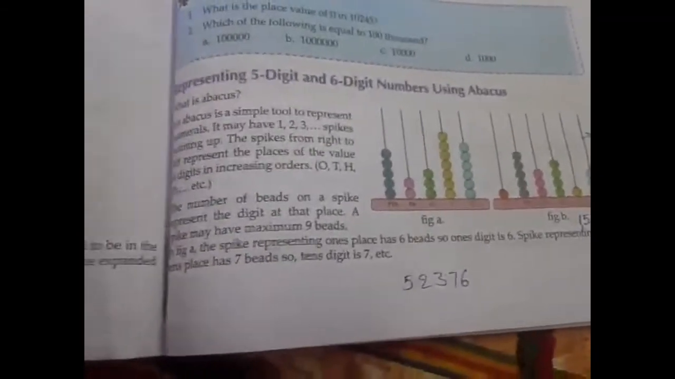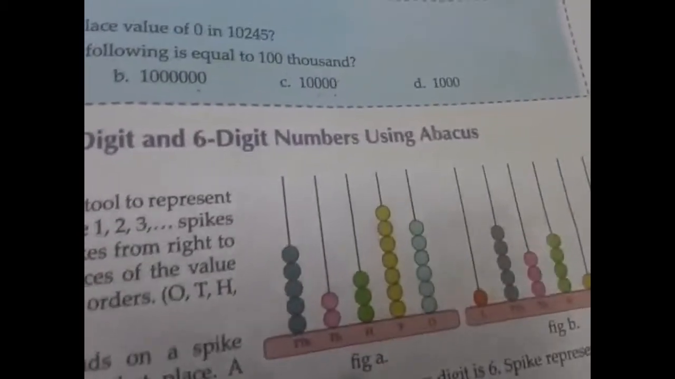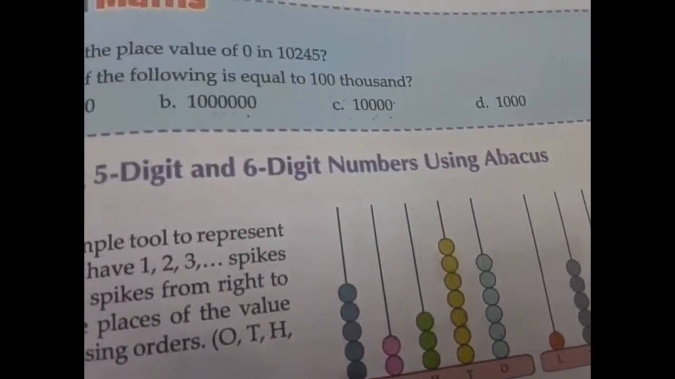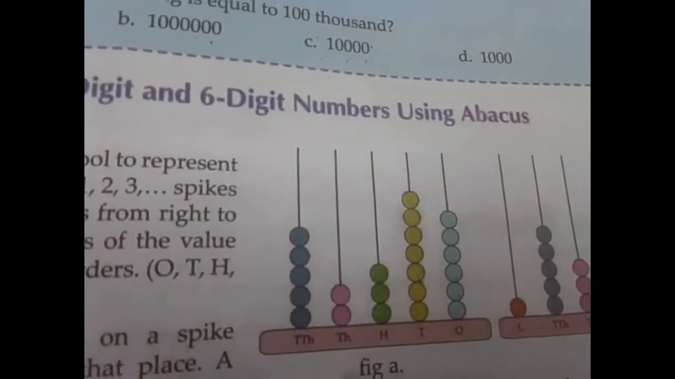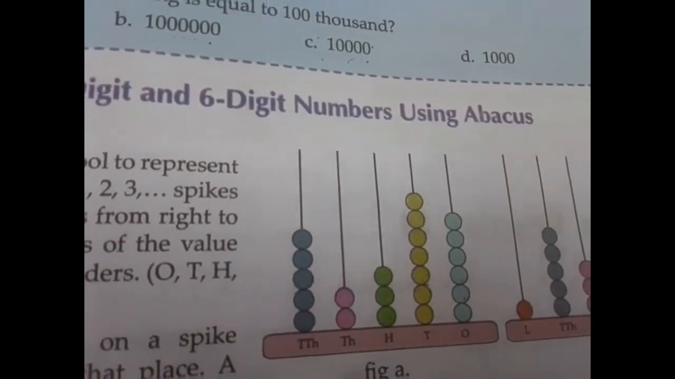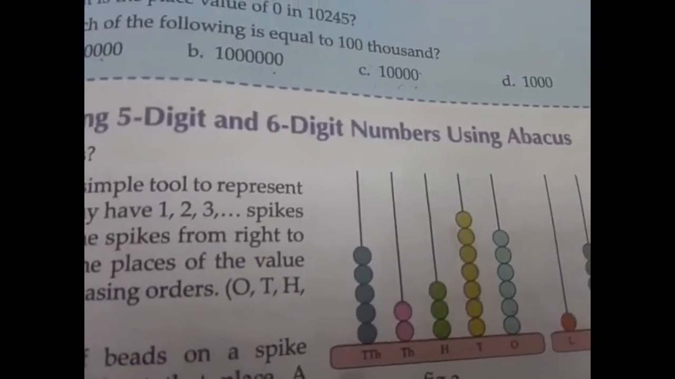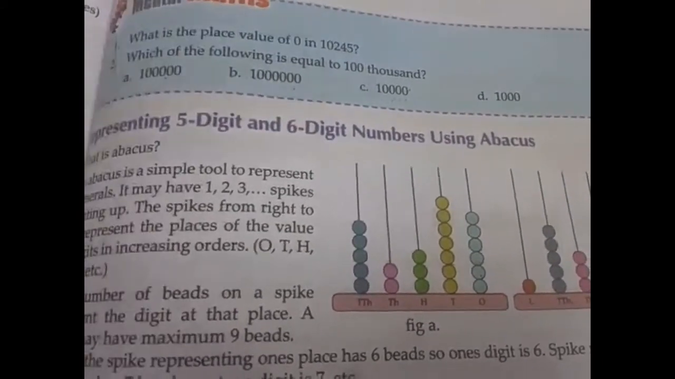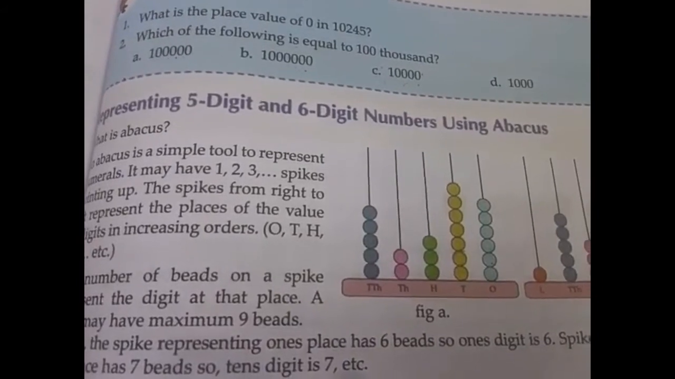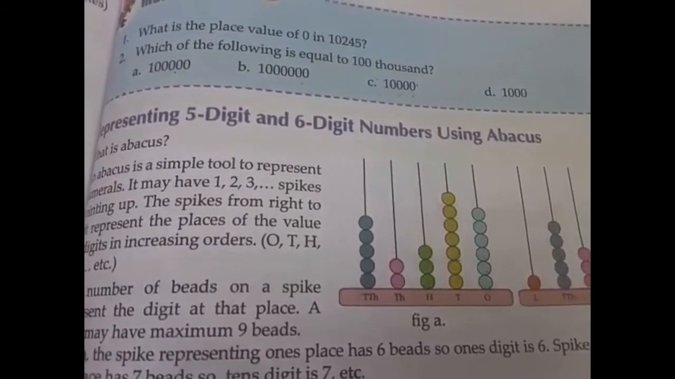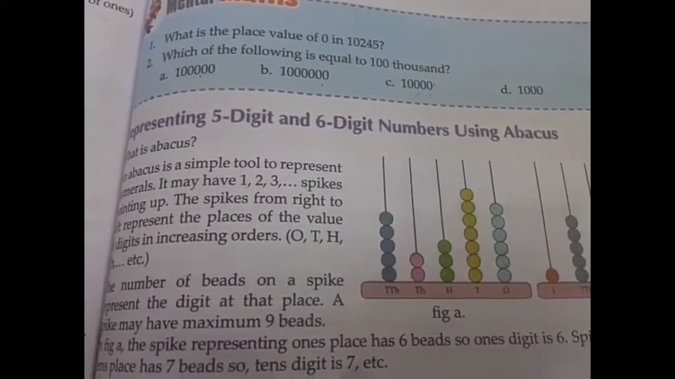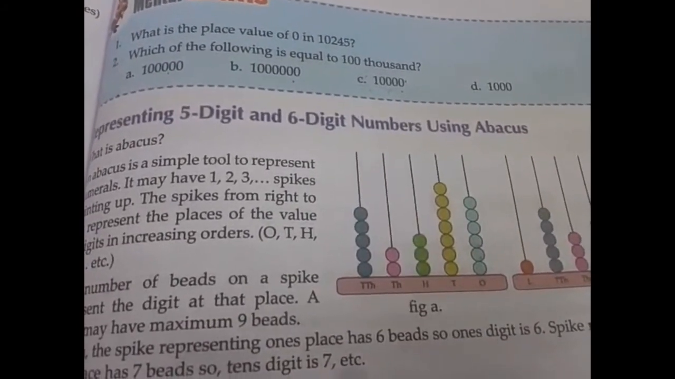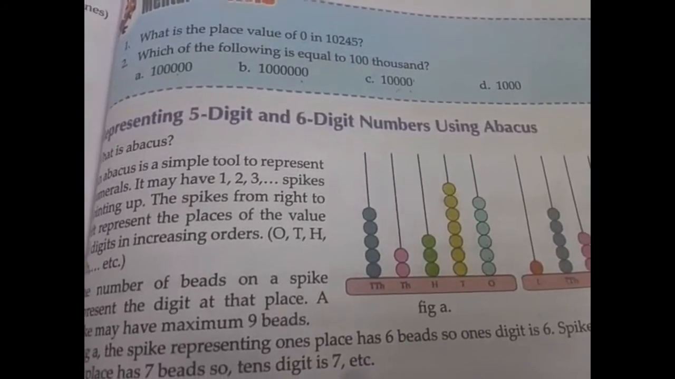Okay, once again, an abacus is a simple tool to represent the numerals. It has spikes. How many spikes you want, you may take on the abacus. But every spike has a maximum number. 9 is the maximum number of beads. We have to count the numbers from right to left to represent the place value of the digits in increasing order, that is ones, tens, hundreds, thousands, 10,000s, lakhs, etc.